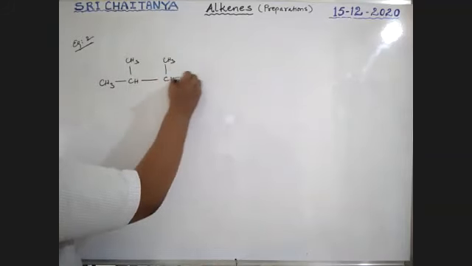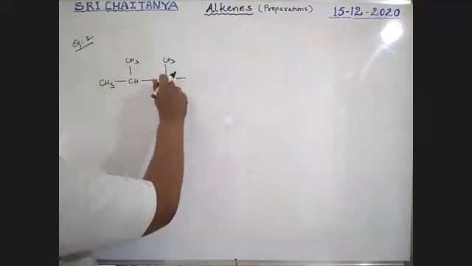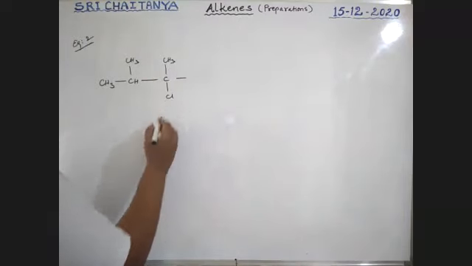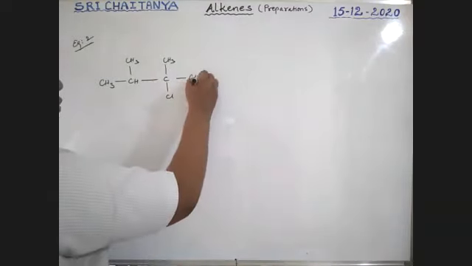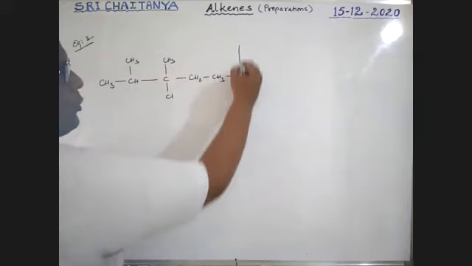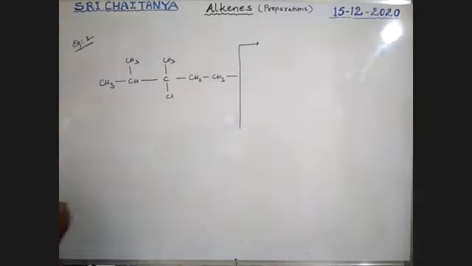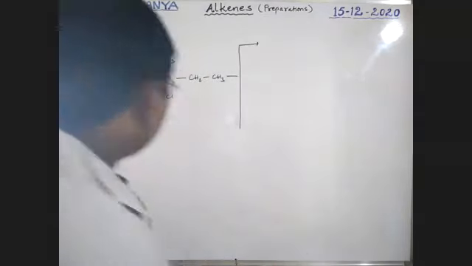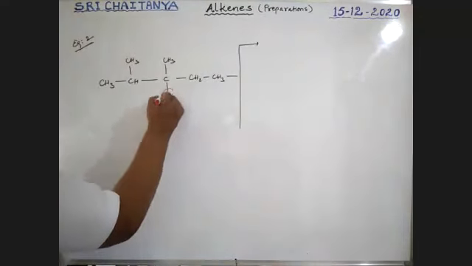CH3, here halogen is attached, chlorine, CH2, CH3, boys. Now here, what are the possible products? See here, boys, this is the chlorine. No doubt it should leave.